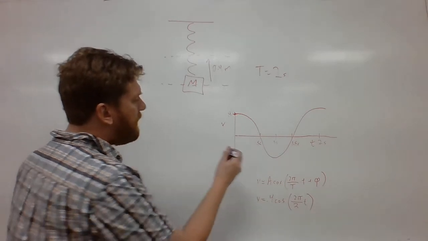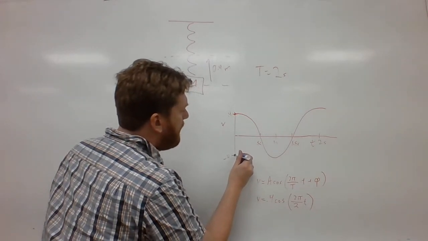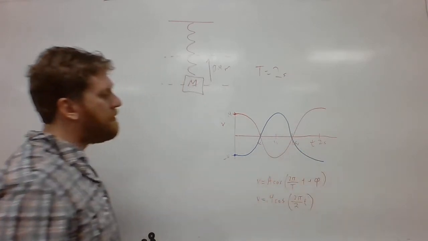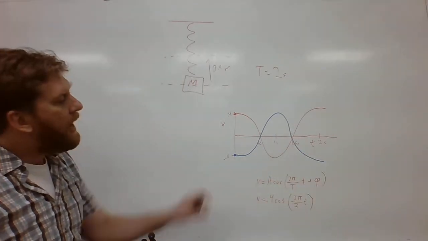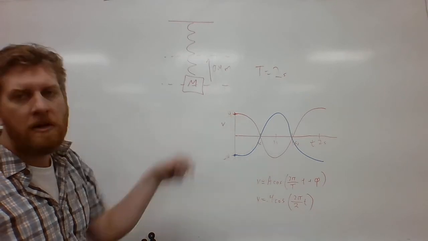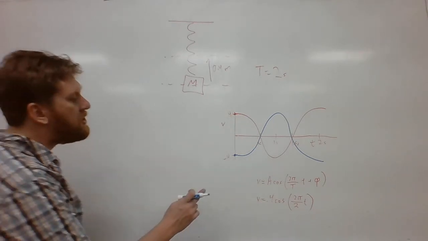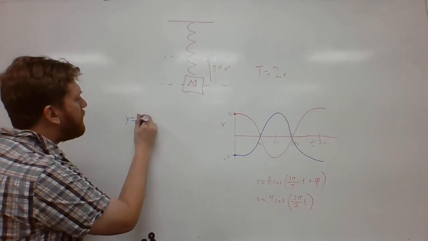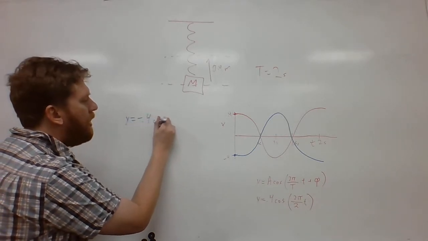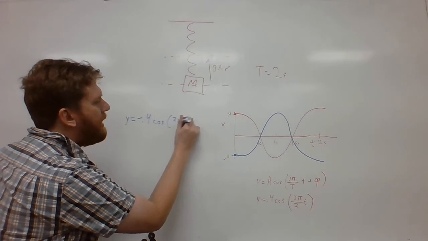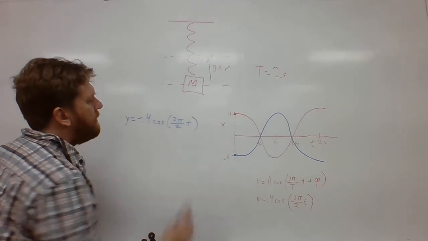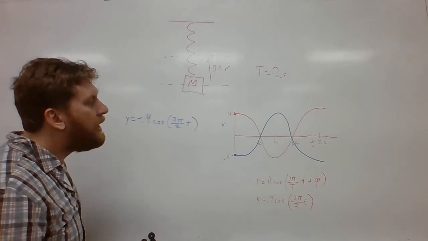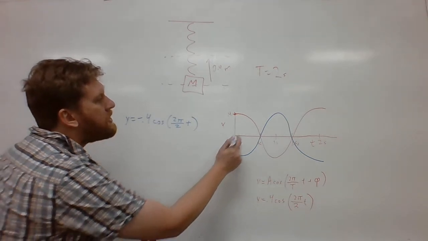The difference would be that my graph would start right here. And then it would go upwards and downwards and back there. Right away I can see the relationship between this and the original graph. The relationship is that I have a negative cosine. So I could just write y equals negative 0.4 cosine of 2 pi over 2 times t. That would be sufficient.